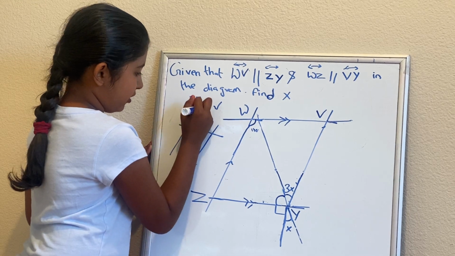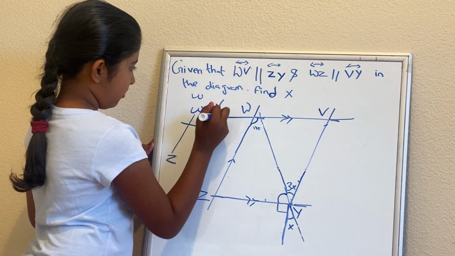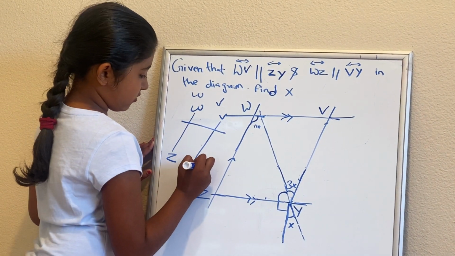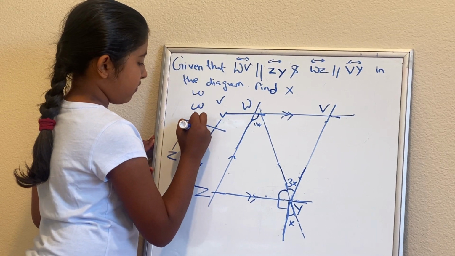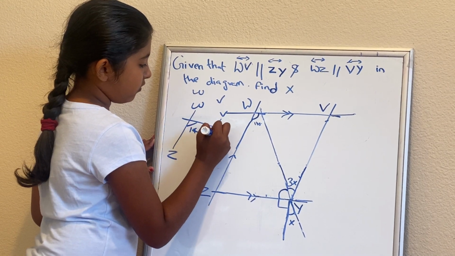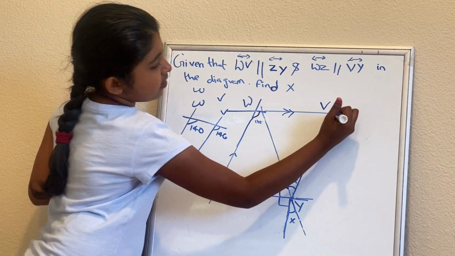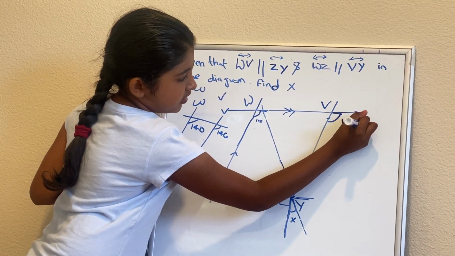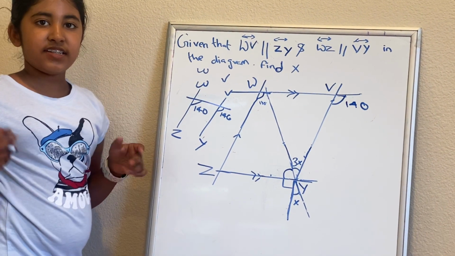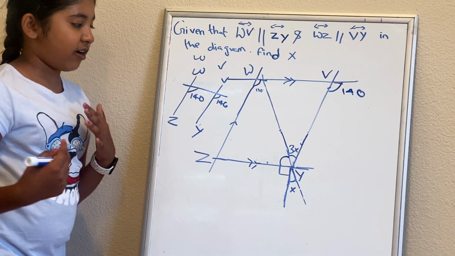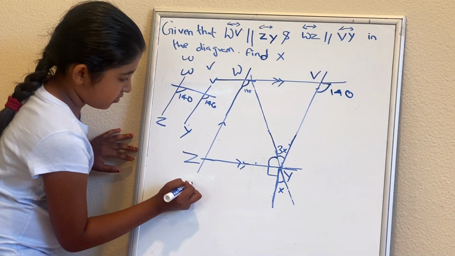So here's W, here's Z, here's V, and here's Y. Since here there's 140 degrees, here 140 degrees would be there. So here 140 degrees. To make things even better, I'm going to draw another diagram. This one goes like this.